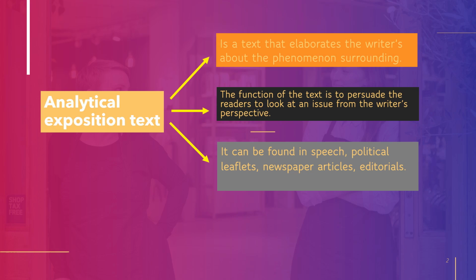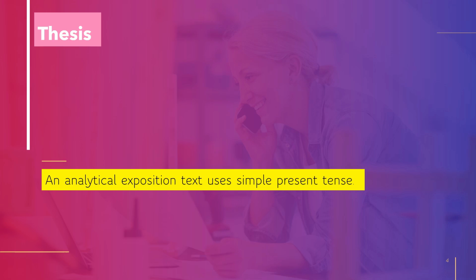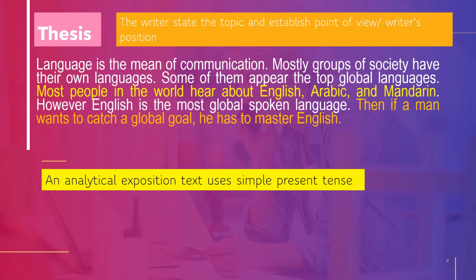It is a text that elaborates the writer's view about the surrounding phenomenon. The function of the text is to persuade the readers to look at an issue from the writer's perspective. It can be found in speech, political leaflets, newspaper articles, editorials. Thesis: the writer states the topic and establishes point of view or writer's position.